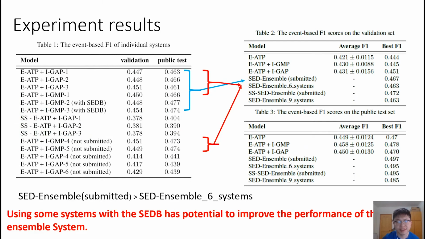We use the 3 EADP plus IGAP and 3 EADP plus IGMP systems without sound event detection branch to construct an ensemble system, which is named SED ensemble 6 systems. It achieves F1 scores of 0.495 on the public test set and 0.463 on the validation set, which are not as good as the ensemble system using sound event detection branch. So, we got the second conclusion that using systems with the sound event detection branch has potential to improve the performance of the ensemble system.